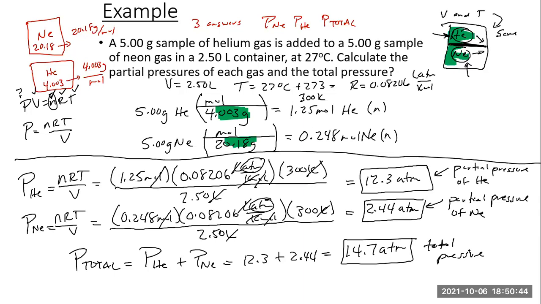So Professor, anytime it asks for total pressure, then all you do is combine whether it's 2 or 3 gases? Exactly. So however many gases you have, as soon as you are able to figure out what the partial pressures of each of those gases are, and if they're all in the same container, simply just add them all together. And that will give you your total pressure. All right, thank you. You're welcome.